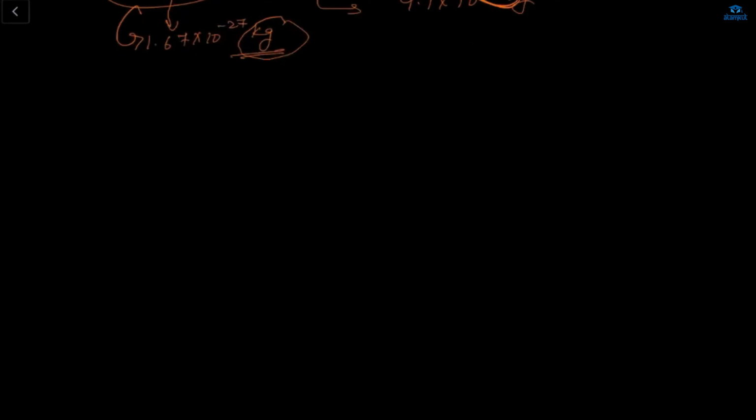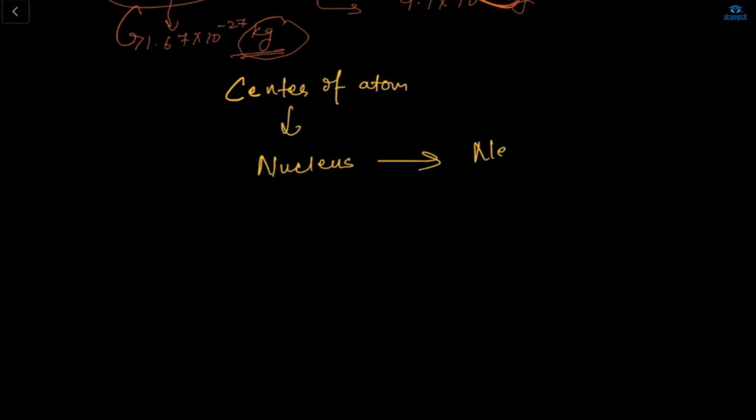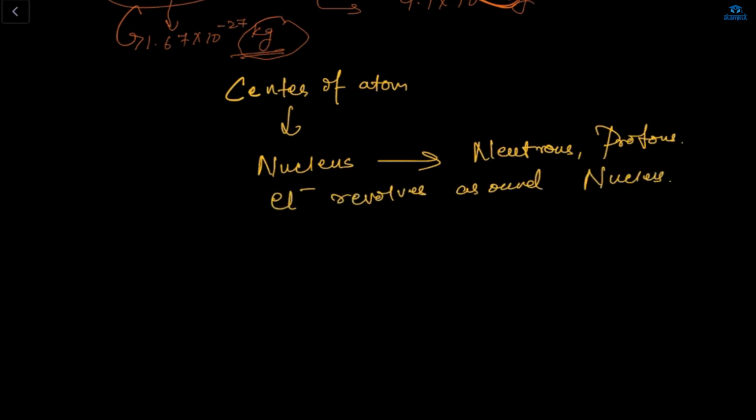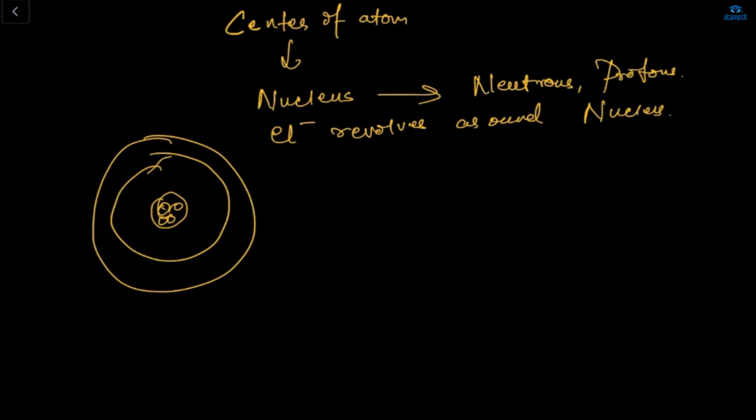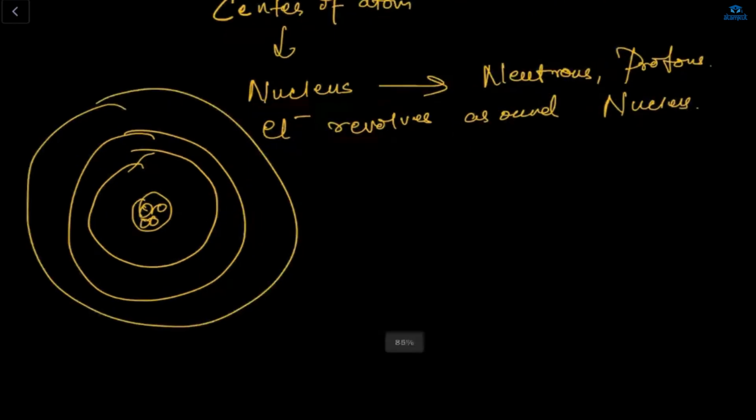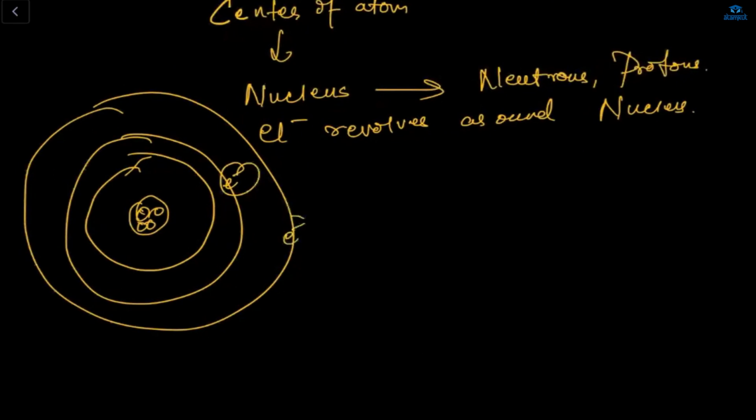Now, in the center of the atom, what is there? Nucleus. And inside the nucleus, neutrons and protons. And where are the electrons? They are in shells around the nucleus. Yes, electrons revolve around the nucleus. Now let's discuss atomic number and mass number. So this is somewhat the structure of an atom. This is your nucleus. And these are lots of shells, or orbits. Here is your electron revolving around the nucleus, right?